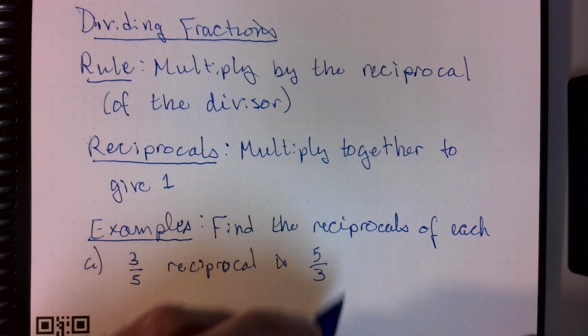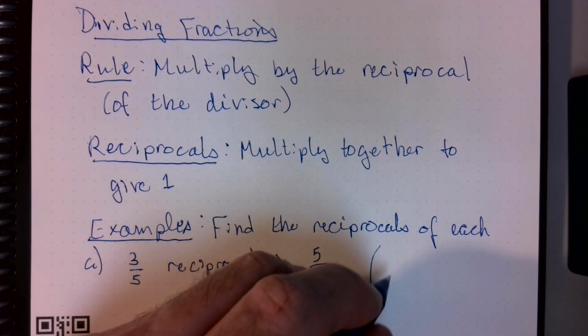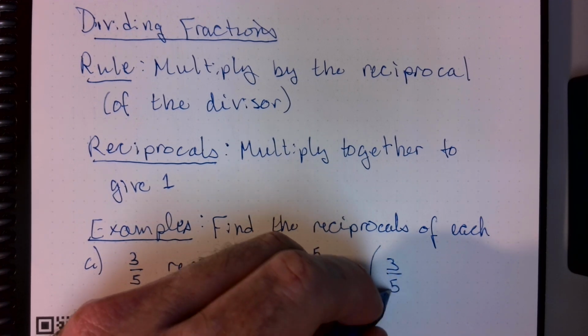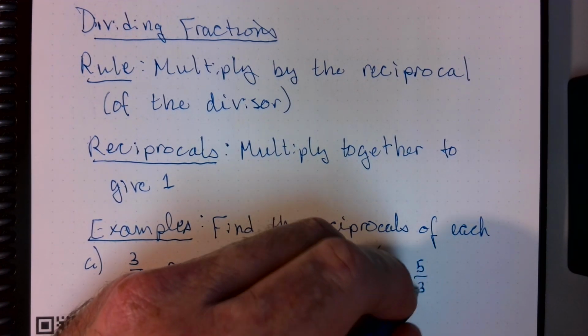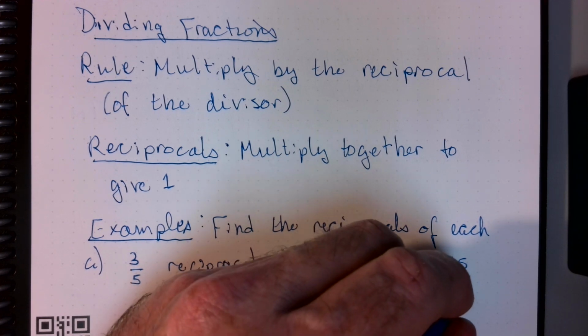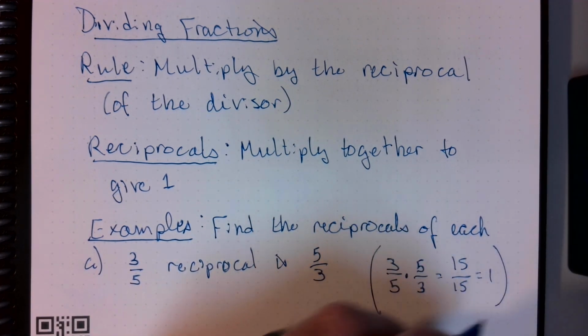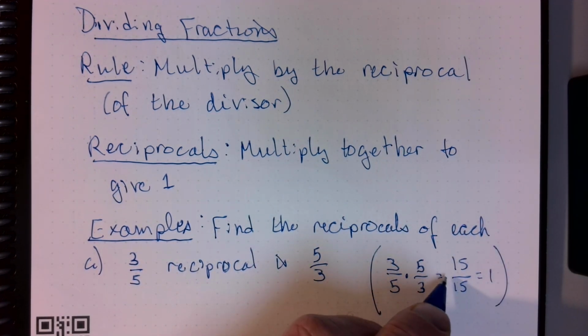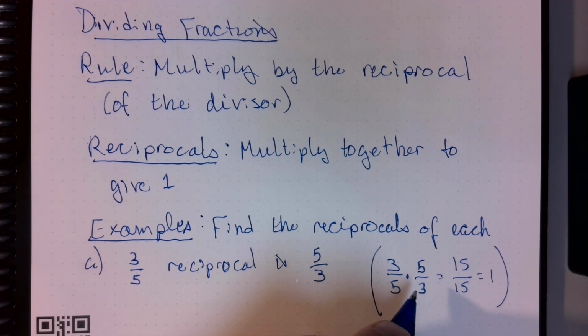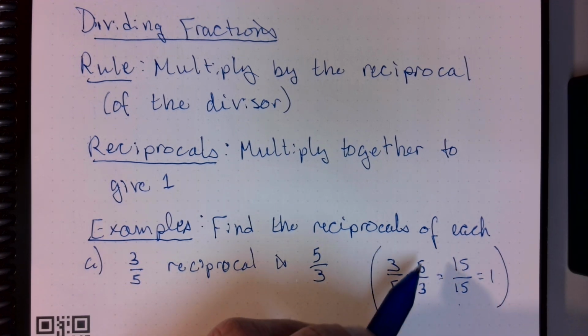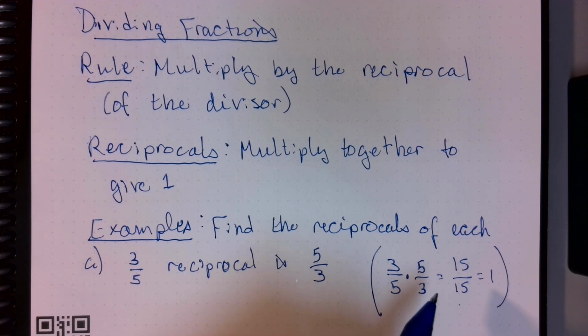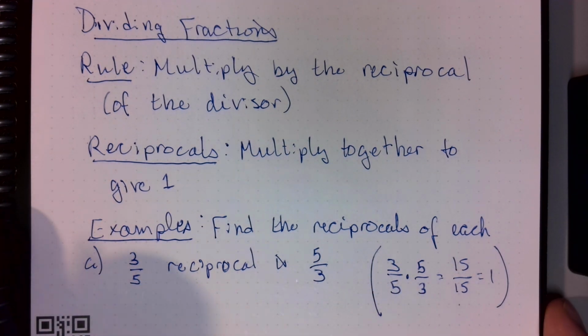Now remember I said reciprocals multiply together to give you 1. You don't have to do this every time I ask you to find a reciprocal, but I'm just doing this right now to check. 3/5 times 5/3 is 15 over 15 because we're following our rule for multiplying fractions by going straight across, and 15 divided by 15 is 1. Alternatively, you could cancel out the 5's and cancel out the 3's, remembering that when you cancel like that, you're left with a 1.